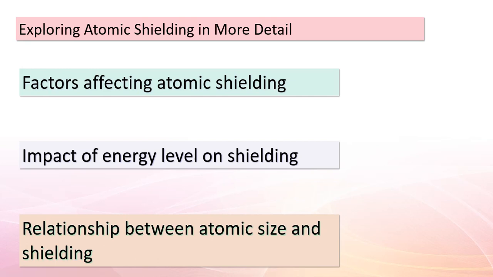Elements with more energy levels tend to have larger atomic sizes. This intricate relationship between shielding and atomic properties plays a crucial role in determining how elements interact with each other in chemical reactions. So, remember, the world of atoms is a realm of interwoven factors, and our understanding of them allows us to unlock the secrets of the physical world around us.